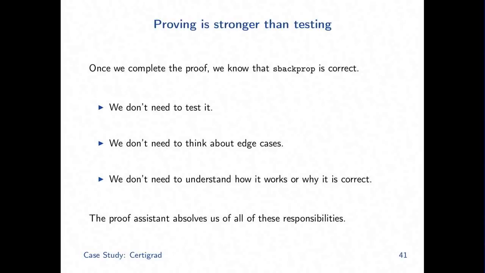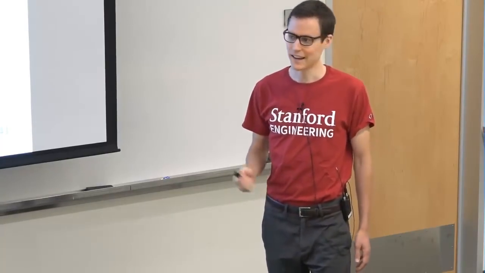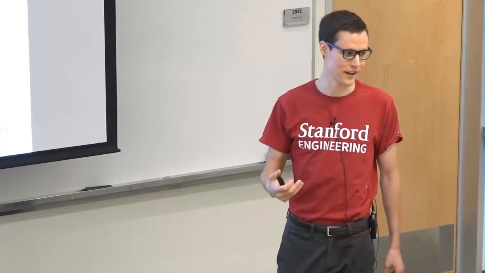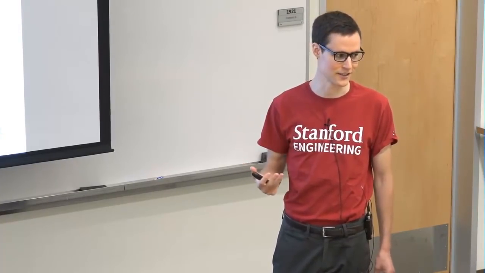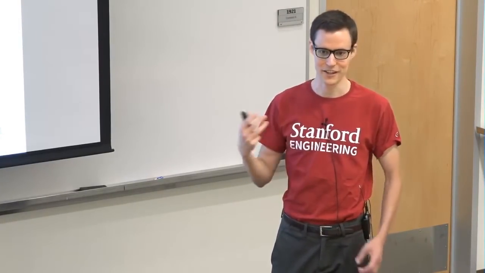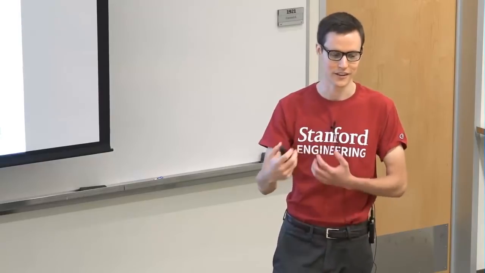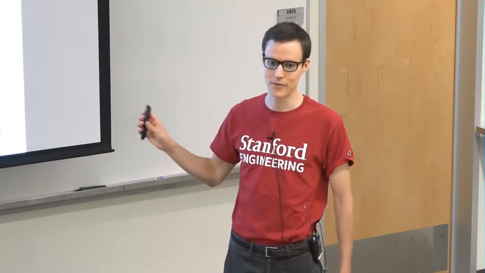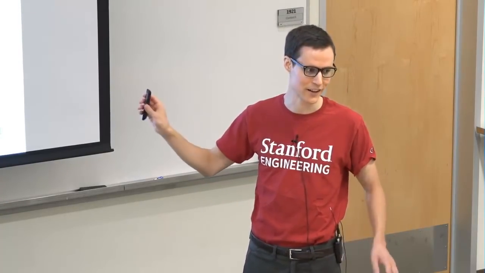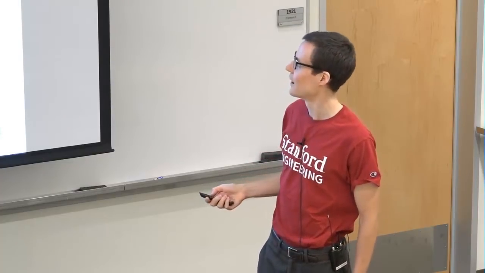Now, once we complete the proof, we know that S backprop is correct. We don't need to test it. We don't need to think about edge cases. We don't need to understand how or why it works. The proof assistant absolves us of all of these responsibilities. Now, I can't speak for every software engineer, but I find it extremely stressful having to bear the burden of understanding my own systems and having to think about why they're correct and whether all the invariants are satisfied. I take great comfort in just having this tell me that it's correct and I can sleep easy at night.